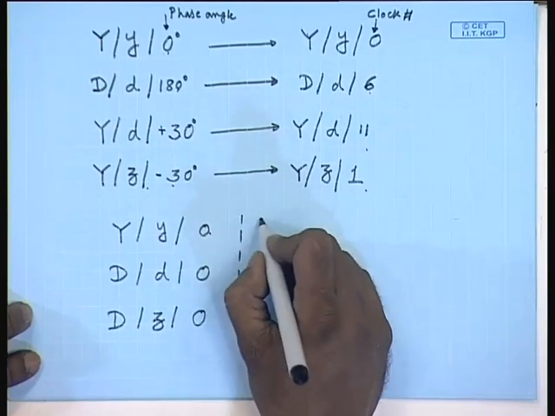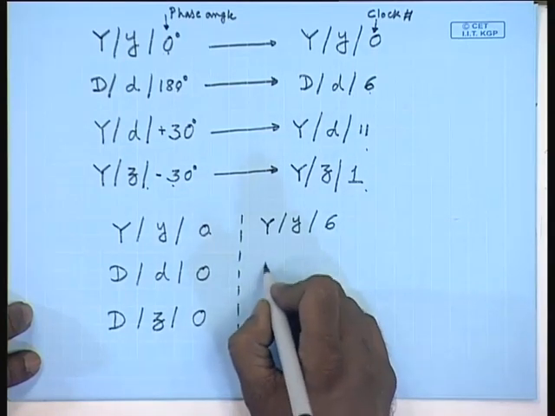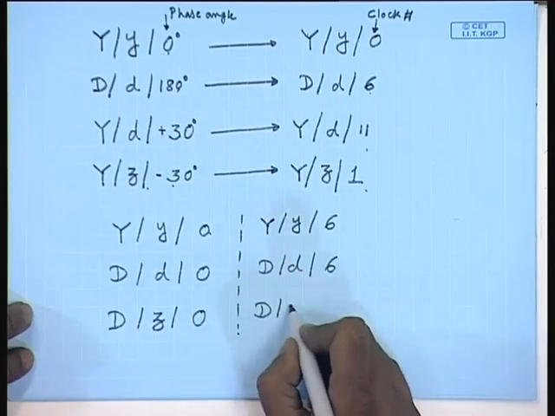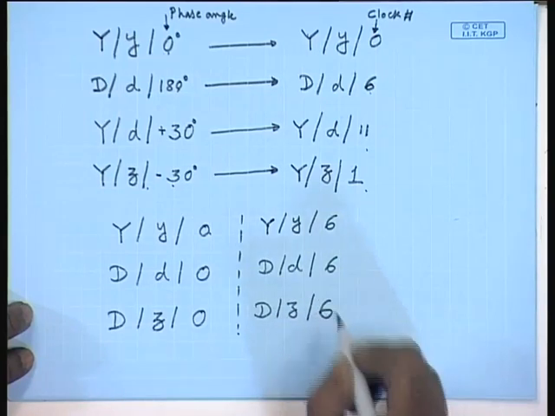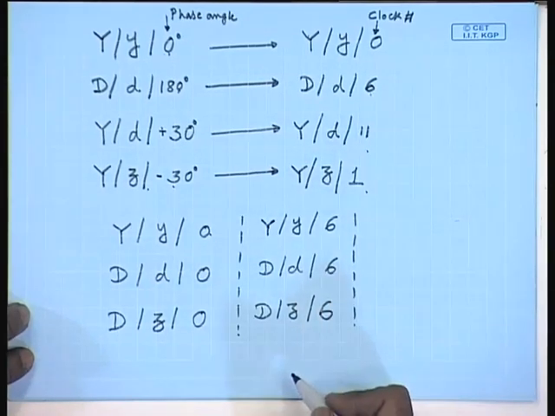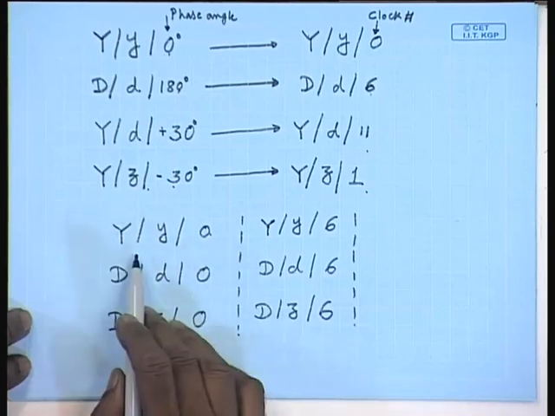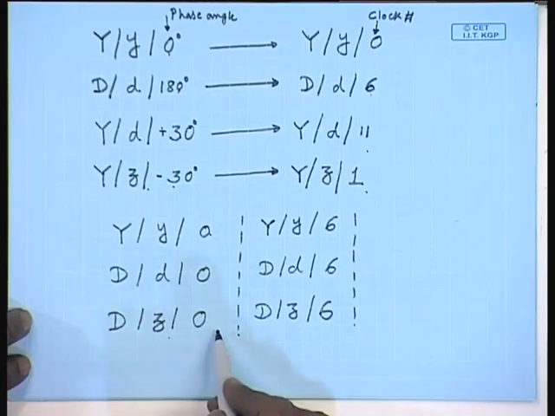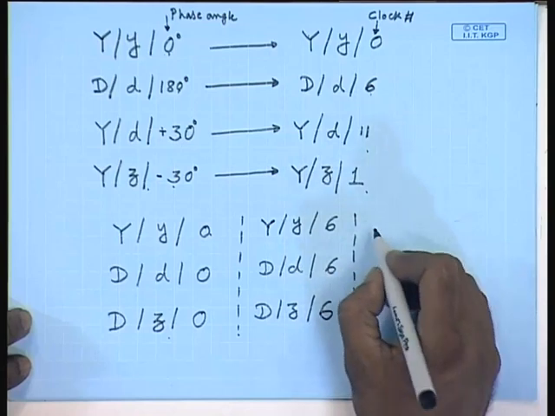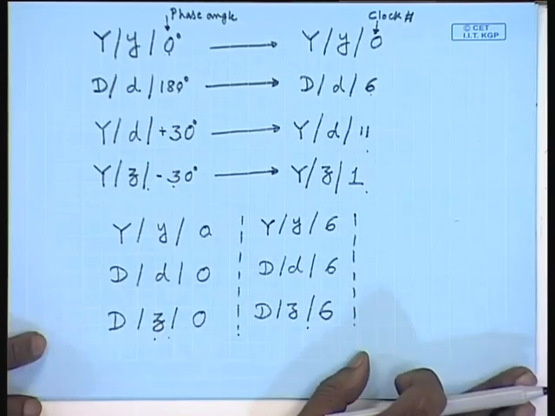We can also have Y6, D6 or DZ6. However, it is interesting to note that YZ6 or 0 is not possible. Why? We will see shortly. These are 0 degree and 180 degree phase shifted phase groups.